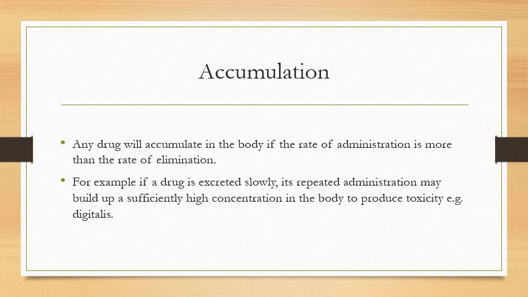Accumulation. Any drug will accumulate in the body if the rate of administration is more than the rate of elimination. For example, if a drug is excreted slowly, its repeated administration may build up a sufficiently high concentration in the body to produce toxicity. So if you keep on taking the drug and it is not being eliminated, then it might develop toxicity with its accumulation. The example to remember is digitalis.